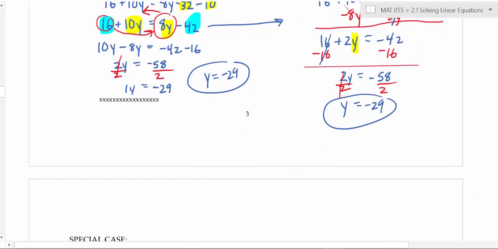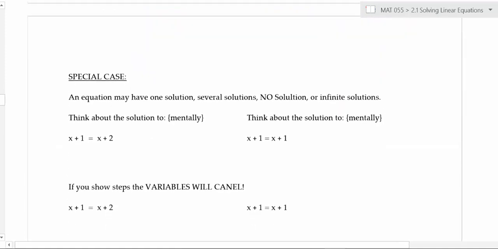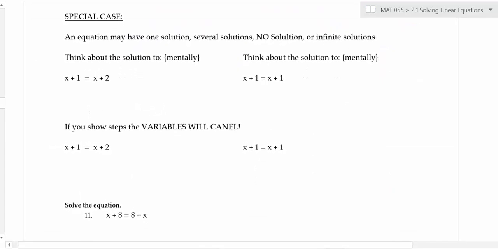Okay, so as we move on to some special cases here, you'll see these sometimes. You can have equations that have one solution, several solutions, no solutions, infinite solutions. There's all kinds of possibilities. You can have equations that don't have a solution, and they can have many solutions.